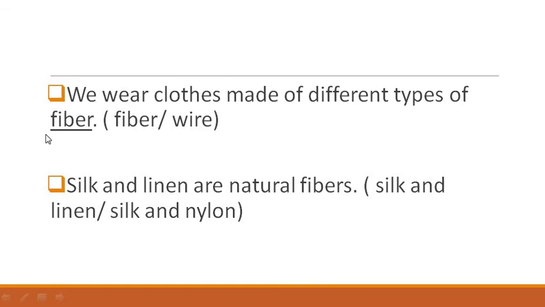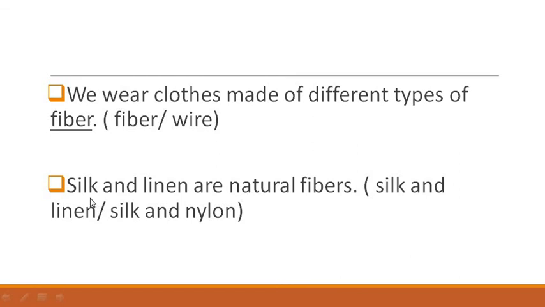Okay, now repeat the answer. Fiber. Repeat a second time. Fiber. Okay, the next one is, let me read for you. Silk and linen are natural fibers. The answer is silk and linen. Though I have not underlined it, if you look at the options, the first option is silk and linen, and the second option is silk and nylon. Correct? You call it nylon. So the correct option is silk and linen.